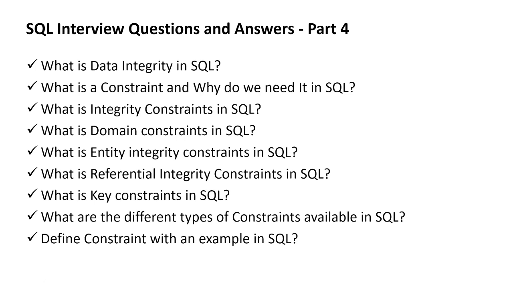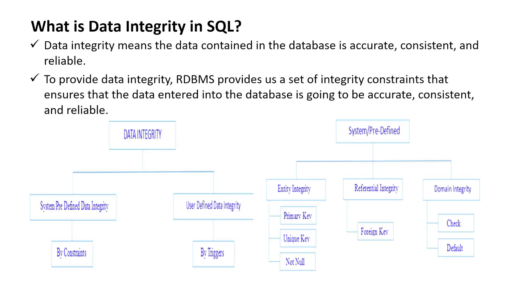Now let's start with question number 1. What is data integrity in SQL? Data integrity means the data contained in a database is accurate, consistent and reliable. To provide data integrity, RDBMS provides us a set of integrity constraints that ensure that the data entered into the database is going to be accurate, consistent and reliable. Data integrity has two types: system defined data integrity and user defined data integrity. System defined integrity has three types: entity integrity, referential integrity, domain integrity.